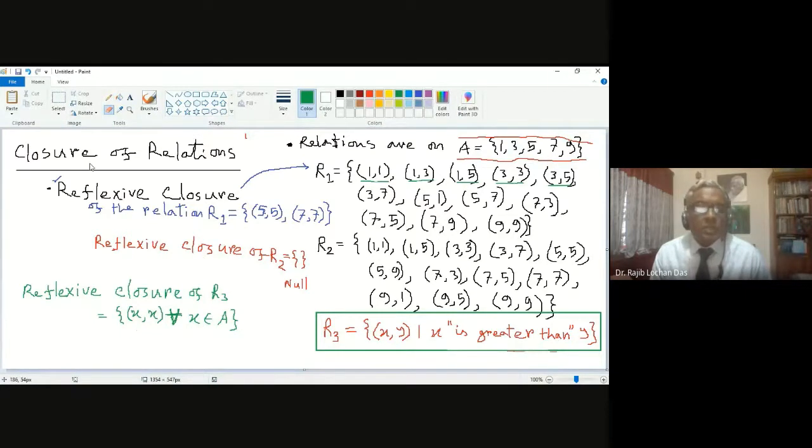So you can write, the reflexive closure of R3 is actually 1 1, comma 3 3, comma 5 5, comma 7 7, and comma 9 9. So there are only 5 elements possible. You can write this and I will give you full marks. This is also correct. Okay.